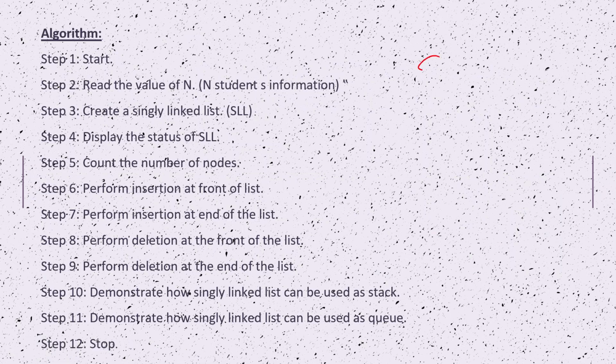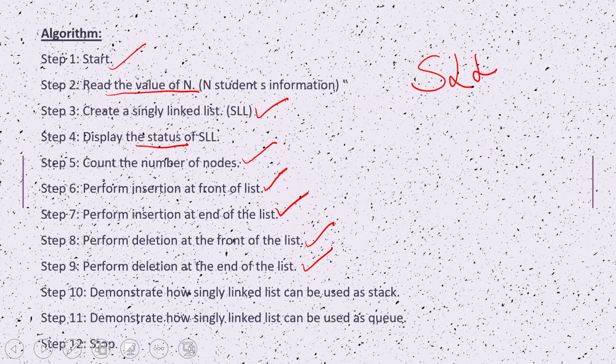Now we'll look at the algorithm. You have to implement the concept of singly linked list. So the steps of the algorithm are, first you have to start, then you have to read the values. You have to create the singly linked list, display the status, and count the number of the nodes, and perform the insertion at the front, and perform the insertion at the end. Also perform deletion at the front, deletion at the end. And demonstrate how the singly linked list can be used as a stack, and how it is also used as a queue. Then we finish the algorithm.